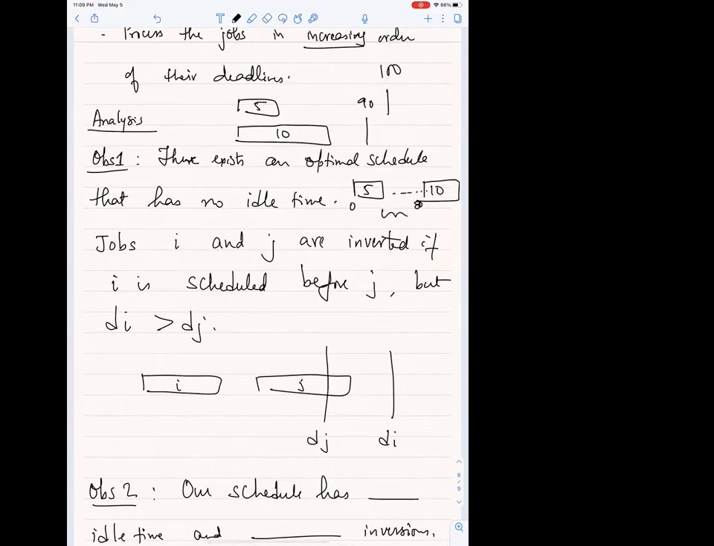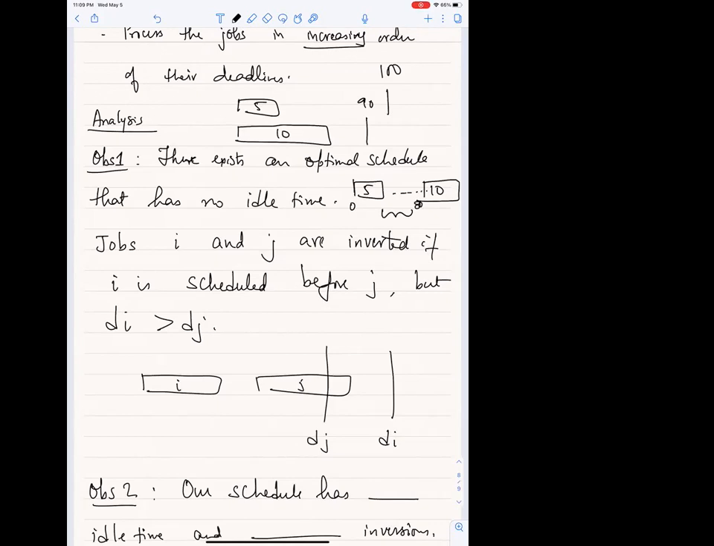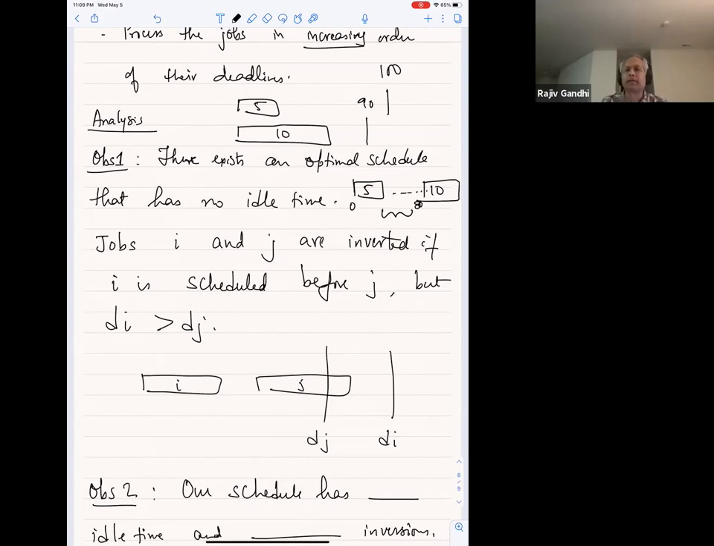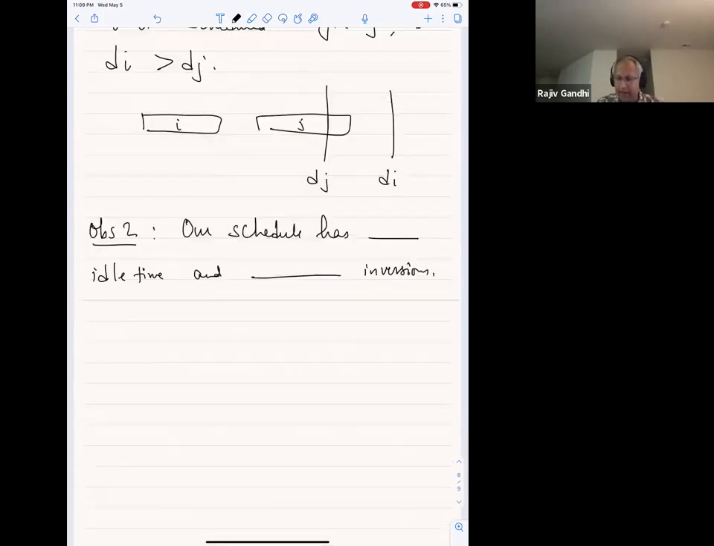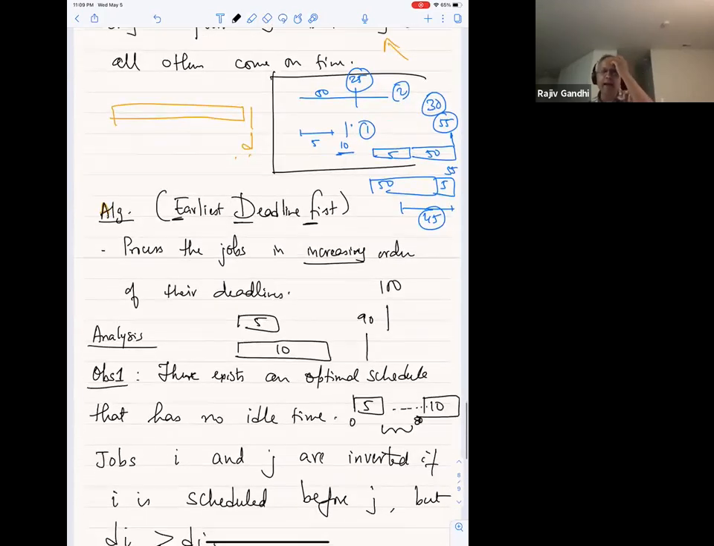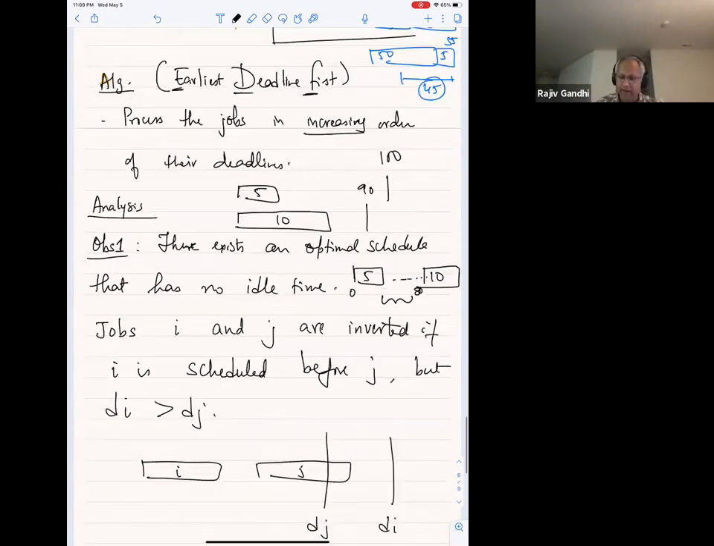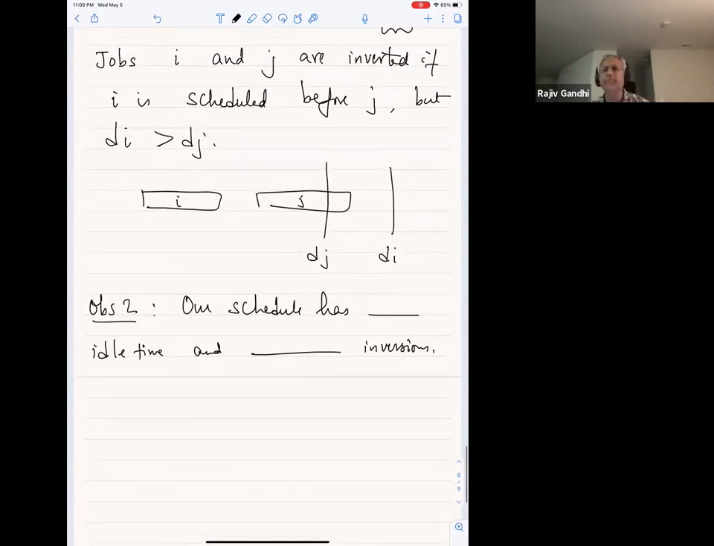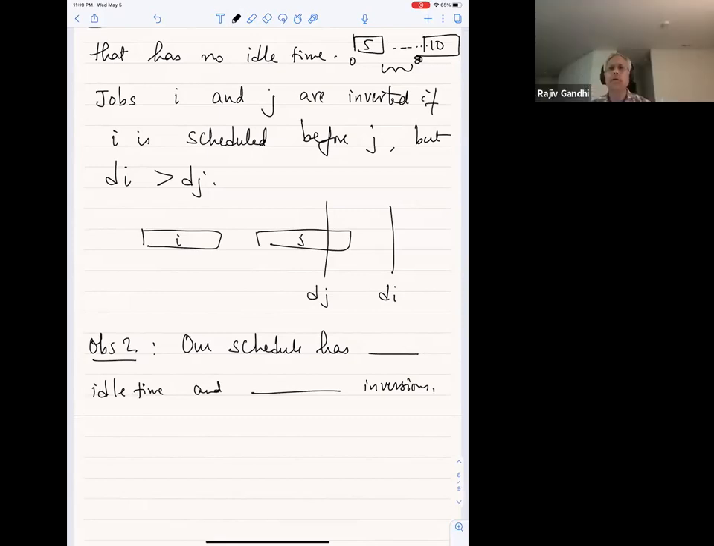Yes. So this is idle time. Between time 5 and time 80, the machine is doing nothing. But it is still an optimal schedule because both the deadlines are met. So I'm asking, in our schedule, how much idle time do I have? Remember our algorithm. We take the job with the earliest deadline first and schedule it. Once it finishes, schedule the next, and so on. So in our schedule, how much idle time and how many inversions? I know it will have one inversion. One inversion. Yes.